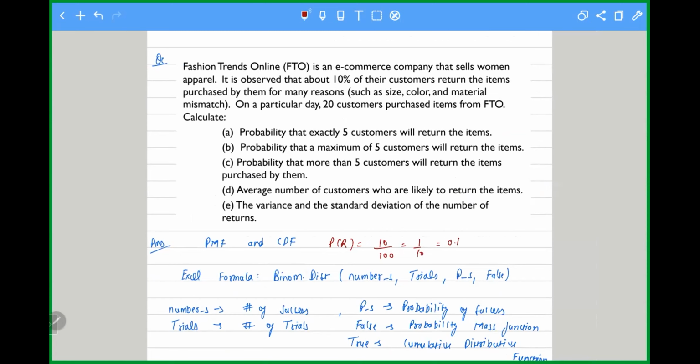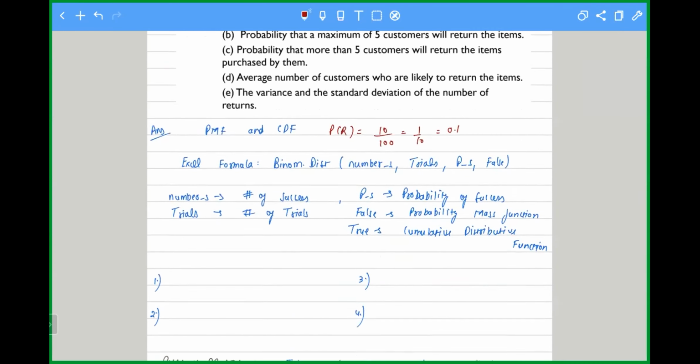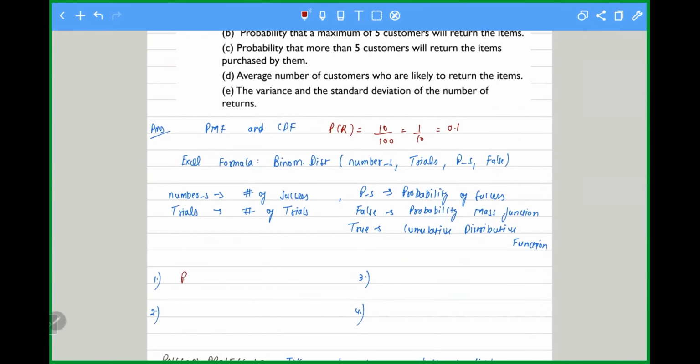Now we are saying on a particular day, 20 customers purchase items from Fashion Trends Online. They are asking the probability that exactly 5 customers will return the items. So first of all, is this a probability mass function or cumulative distribution function? Probability mass function. Why? Because exactly 5 is given. So can we write it as P of x equal to 5? Yes.